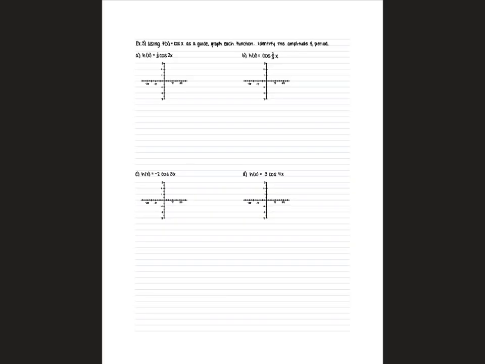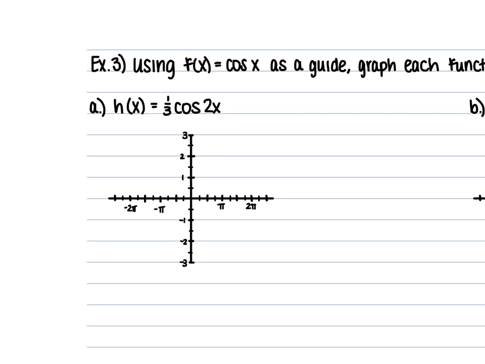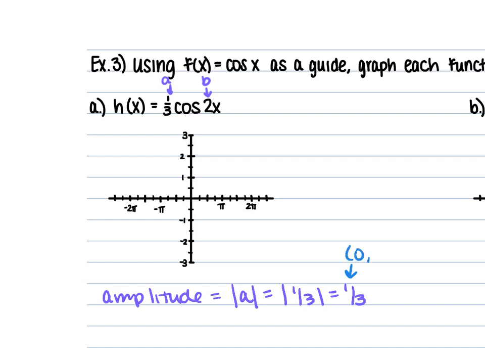So if we look at example 3a, we have h of x is equal to 1/3 cosine 2x. So our a is the 1/3, our b is the 2. So our amplitude is the absolute value of a, which is the absolute value of 1/3, which is just 1/3. This gives us the first ordered pair of 0, 1/3.